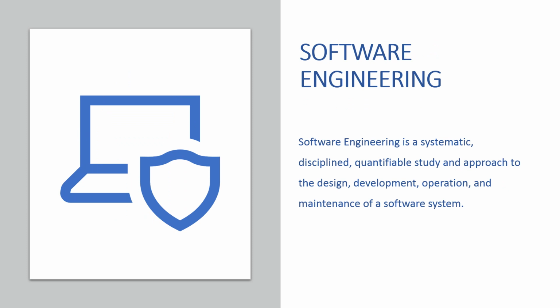Now we have looked upon what is software and what is engineering. So let us see what software engineering means. Software engineering is a systematic, disciplined, quantifiable study and approach to the design, development, operation, and maintenance of a software system. That means वो study जिससे हम किसी software system को design, develop, operate या maintain करते हैं, that is software engineering.